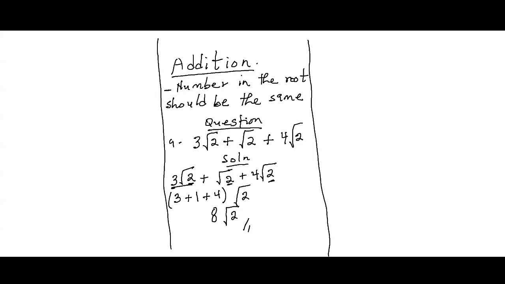So first of all, you have to check the number inside the square root if they are the same. When they are the same, then you can add the numbers outside the square root and pick one of the square roots attached to it as your answer. Okay, let's take another example. So pause this video and try question number B for me and post your answers in the comment section.